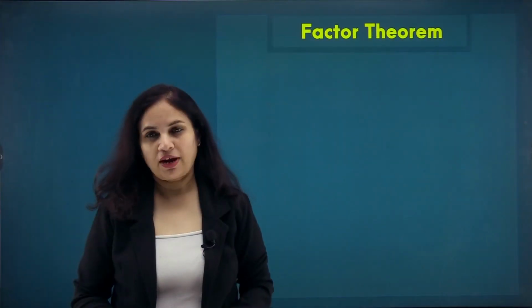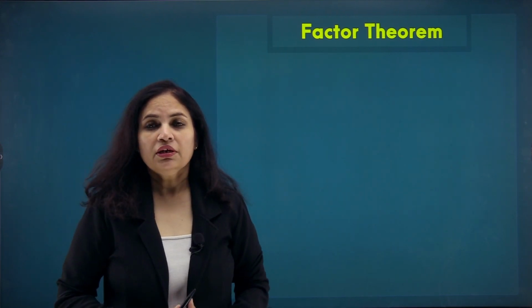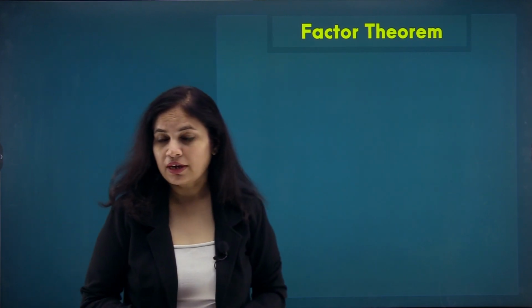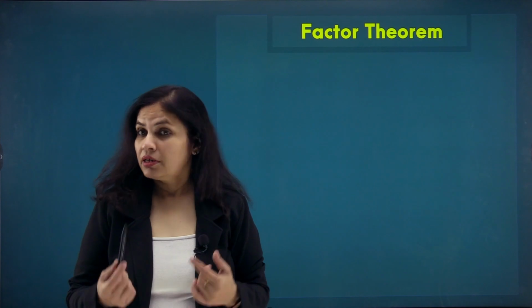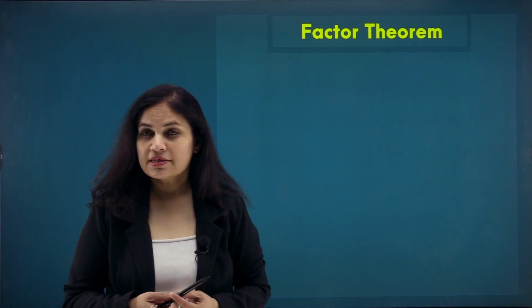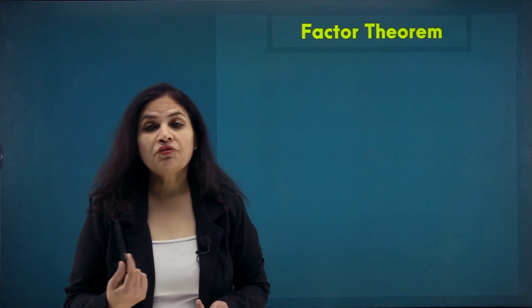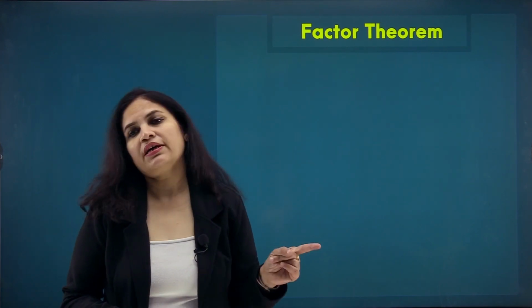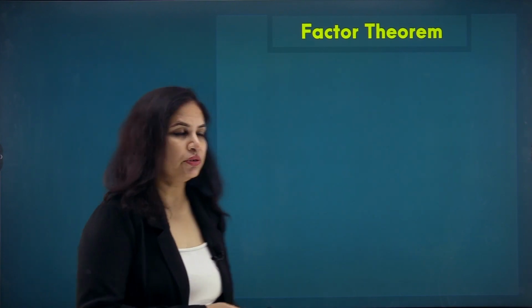Let us start with the factor theorem, which is another important theorem telling us about the factor of a polynomial. But before that, let us recall what is a factor. A factor of a number, as we have studied earlier, is a number which divides the given number exactly. So, when I am talking about a factor of a polynomial, it is another polynomial which divides the given polynomial exactly, and we get a remainder 0.